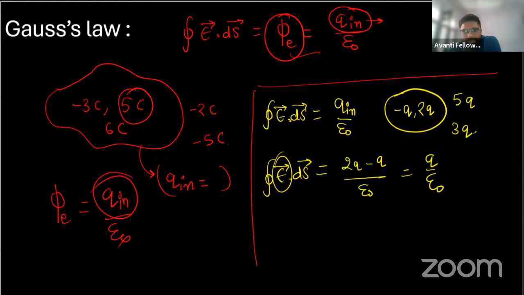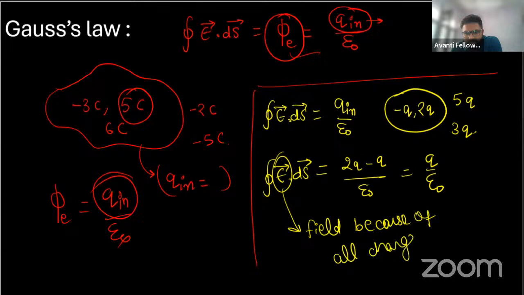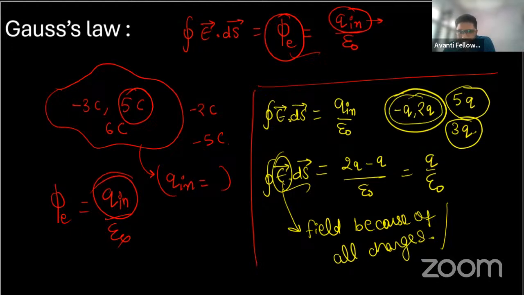No, this electric field will be the field because of all the charges. The field is due to all charges, which means 5Q is also, 3Q is also involved in the expression of electric field. So whatever the field you calculate, it will not just depend on the internal charges inside the surface. It will also depend on the charges present outside the surface. This kind of MCQ will come in the examination, and it has come too. Clear?